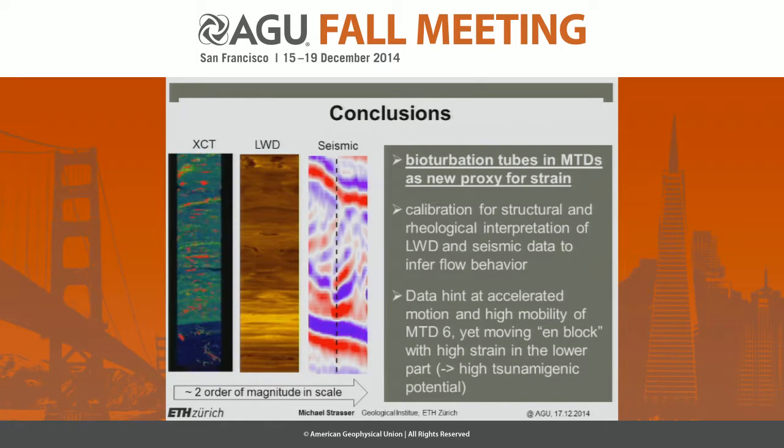And so far, what we learned from this particular landslide is that our data hint at accelerated motion and high mobility of this landslide, yet at least the lower 40 meters or so seem to not really disintegrate, but move en bloc. And these two ingredients hint at the high tsunamigenic potential for this kind of landslide we've been studying there.